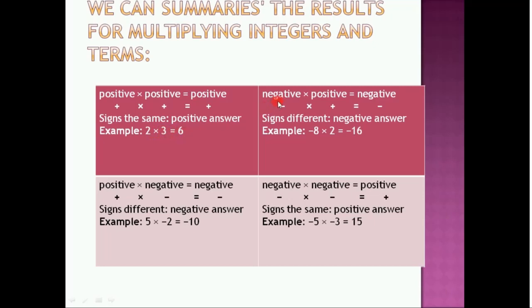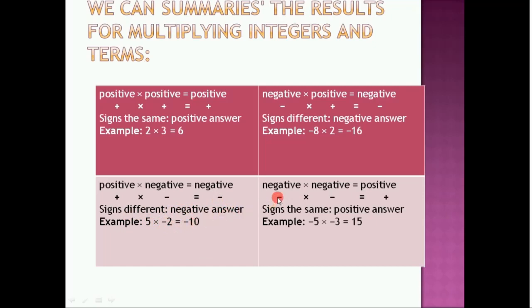When there are two different signs, one negative and the second positive, the negative goes with the answer. So when the signs are different, the answer is negative. Minus 8 into 2 is minus 16. Again, when the signs are different, the negative goes with the answer. 5 multiplied by minus 2 is minus 10.